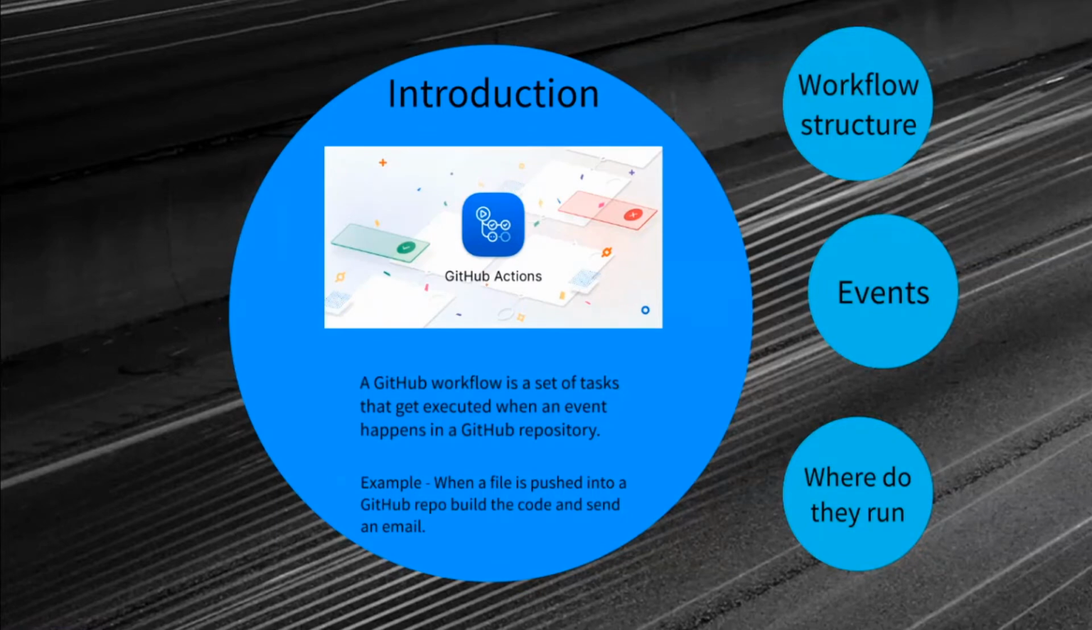But to understand GitHub Actions, we need to understand what a GitHub workflow is. So a GitHub workflow, like any other workflow, is a set of tasks that get executed when an event happens in GitHub. So, for example, when you push a file onto a repository, you might want to build the code, test the code, deploy it, and then send an email to someone saying that it has been deployed, or send, say, 200 emails to the favorite person in your organization. You shouldn't do that, but yeah. So you can basically run a workflow in GitHub.